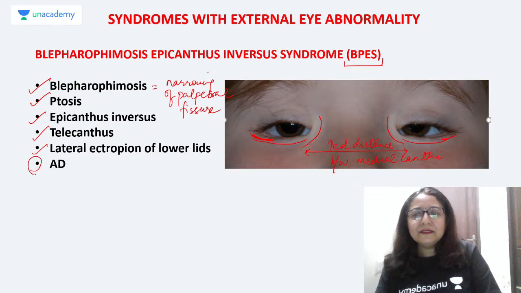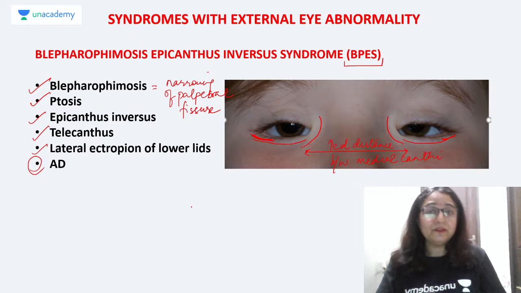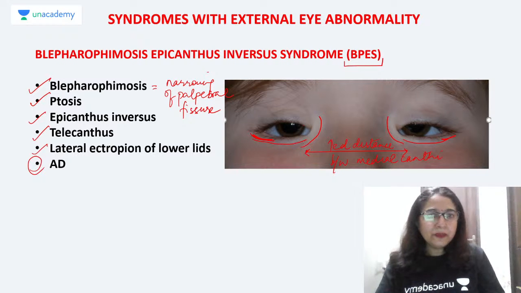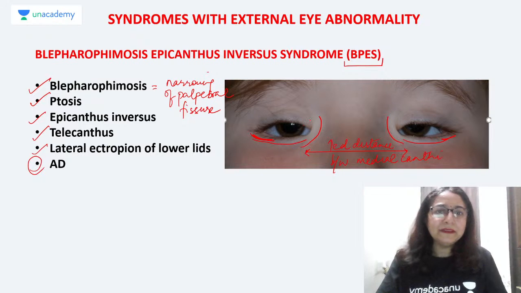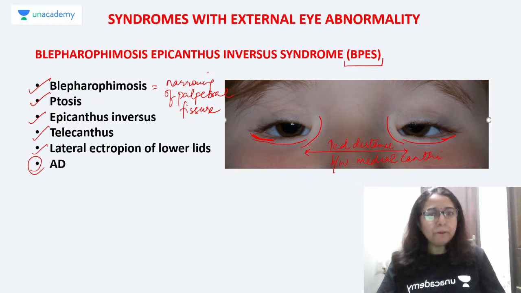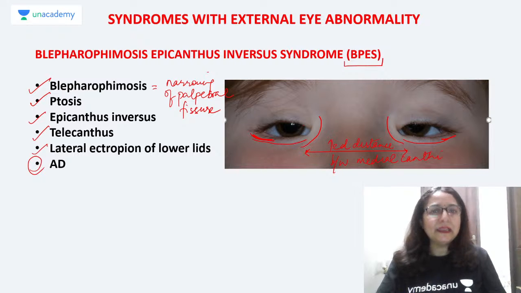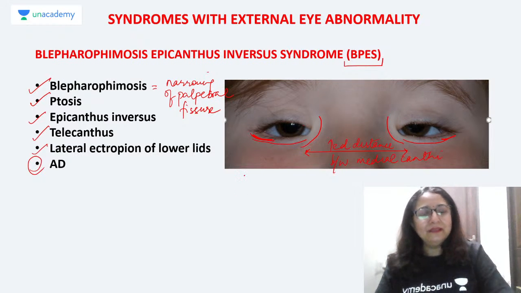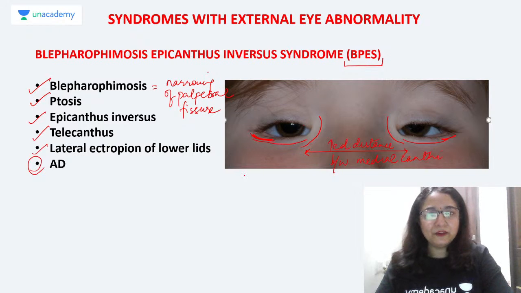Now this is an autosomal dominant disease. So if the parents have it, the children will have it. Now the treatment in this disease we have to correct, because otherwise due to ptosis the child will have amblyopia. So first of all the correction of epicanthus inversus and telecanthus is done, and later on surgery for ptosis is done. Okay, this was about BPES syndrome.